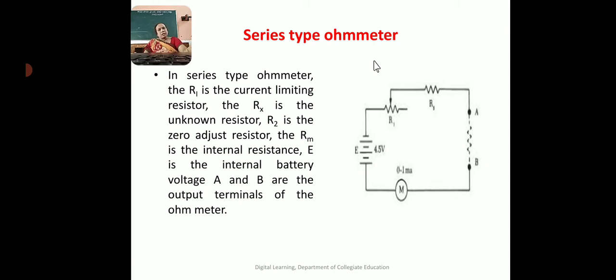So the first one is the series ohmmeter. The basic circuit diagram of the series type ohmmeter is shown in this figure. In the series type ohmmeter, RL is the current limiting resistor and RX is the unknown resistor. R2 is the zero adjust resistance.